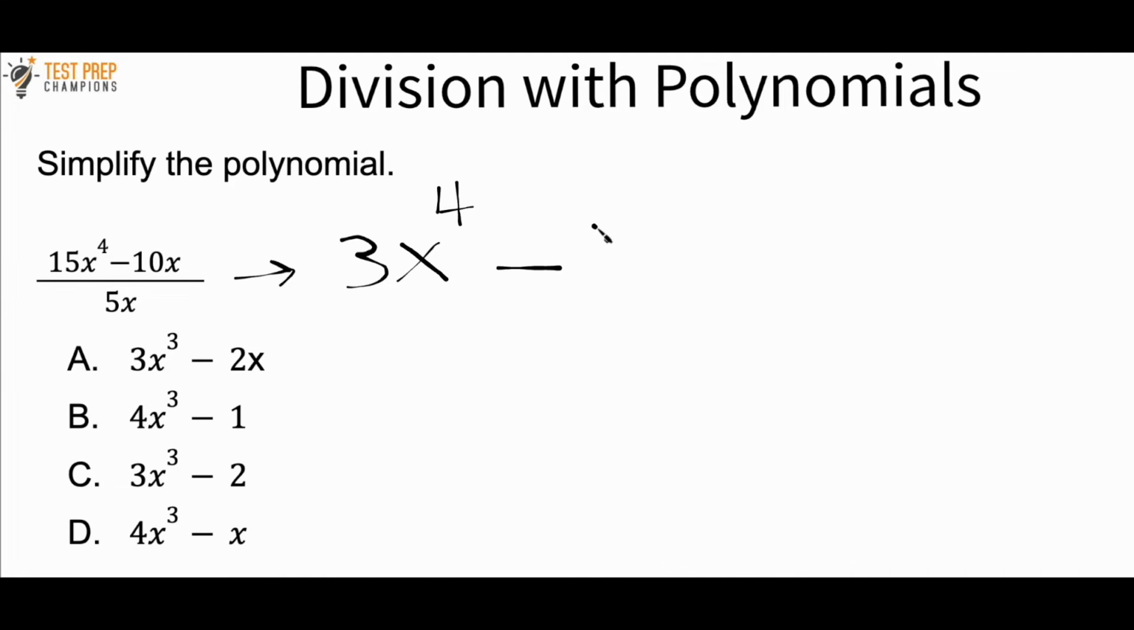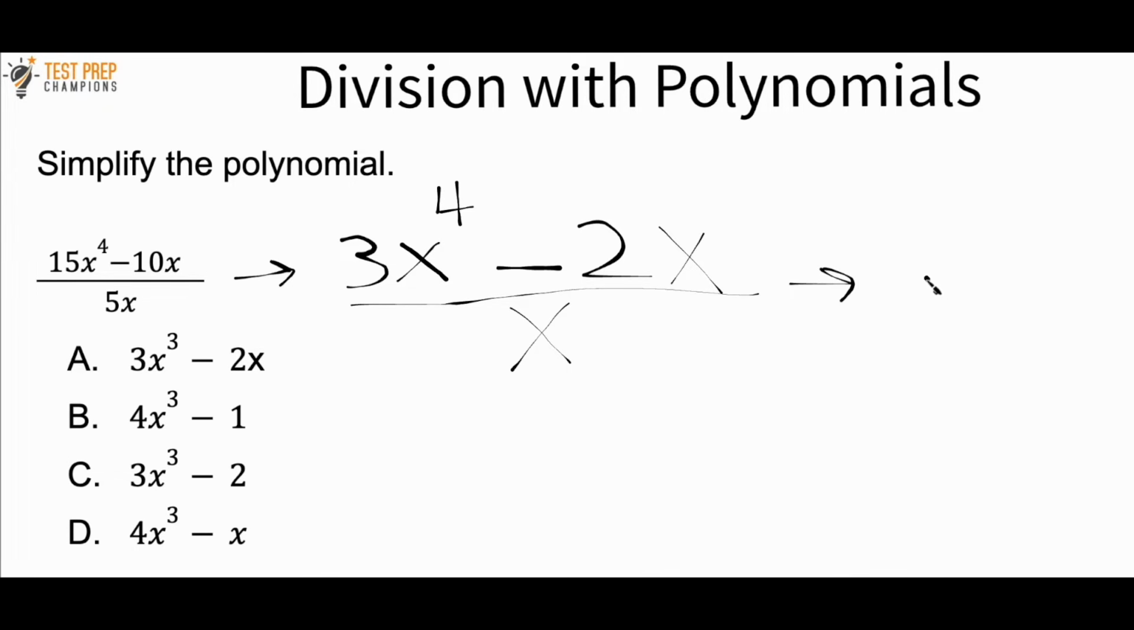And if I do 10 divided by 5, 10 divided by 5 is 2. And I'm just going to leave the x right here. And if I do 5 divided by 5, 5 divided by 5 is 1. So I'll just get this x here. All right, so I now have 3x raised to the power of 4 minus 2x divided by x. So the next thing I want to do here is divide everything by x. Okay, so if I do that, here's what I'll get.